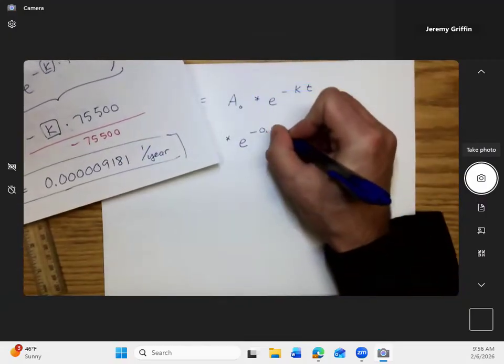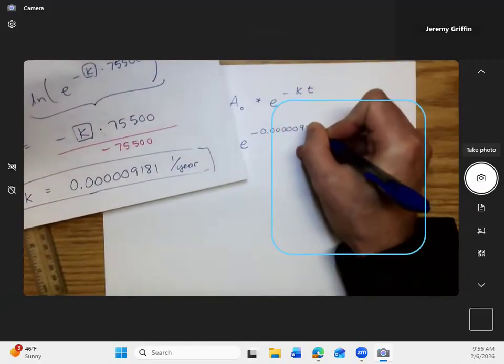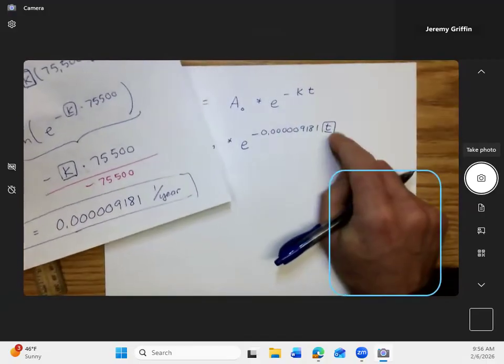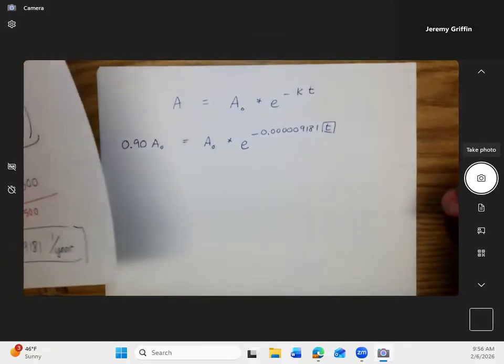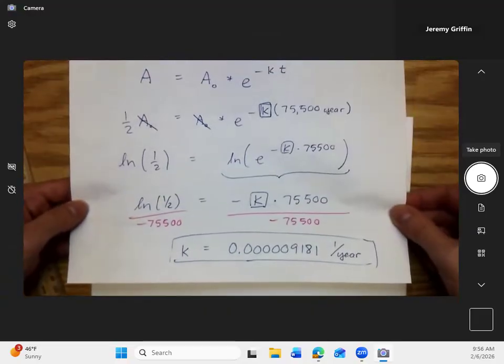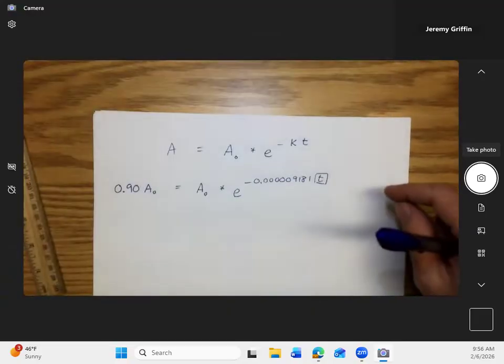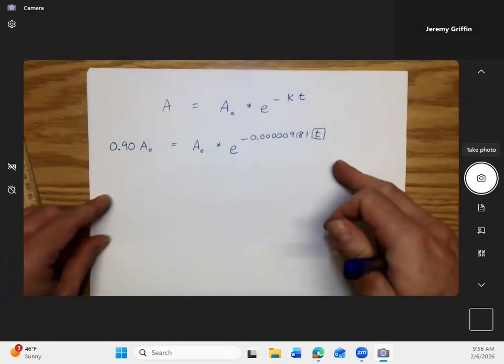0.1234599181. And then T. Now we're solving for T. Now it's still the exponent, so it's going to be a similar algebra process. Once again, here's the answer to the last question. We got the K for that isotope. Now we're applying it to this coral.